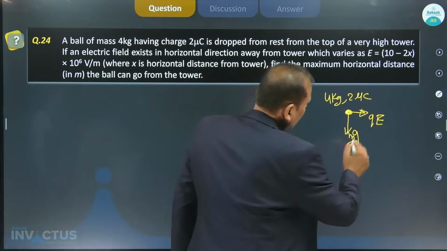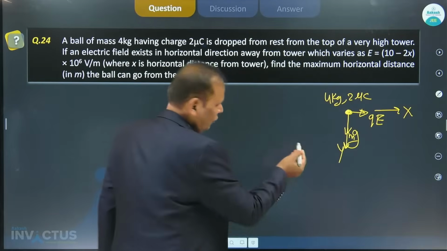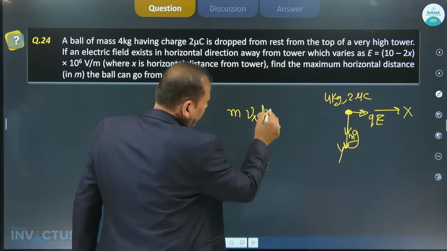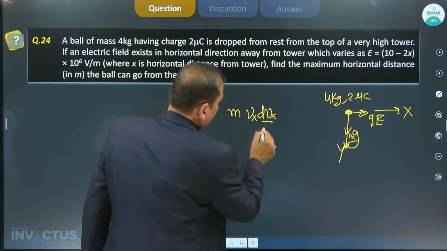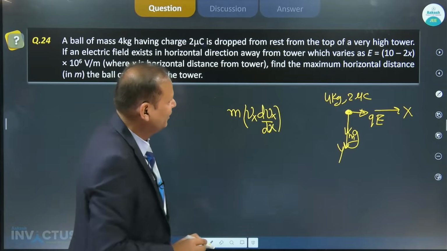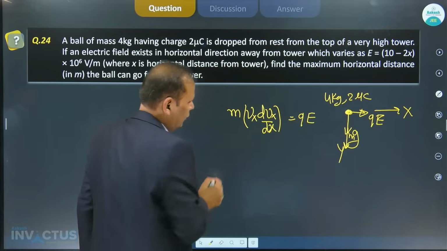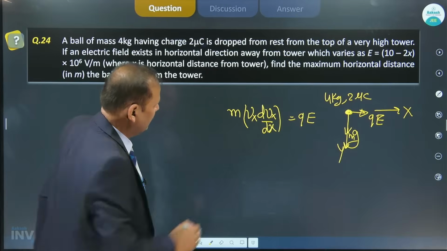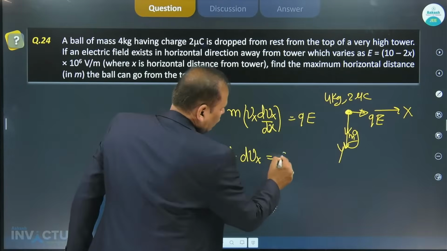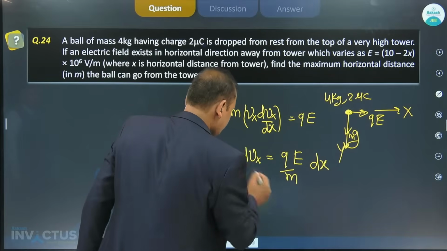So, consider this as x, consider this as y. m vx dvx by dx, this is mass into acceleration, this is equal to QE. So, force is equal to mass into acceleration. So, Vx dVx is equal to QE dx.